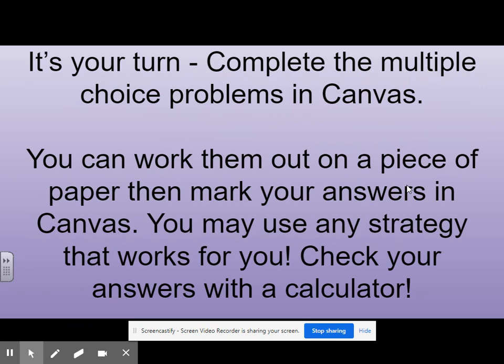Okay, now it's your turn. In Canvas today, you have some more multiple choice problems like you did yesterday. You can work them out on a piece of paper. You can use a bar model. If you can just write the equations, that's fine too. Once you solve them, I want you to mark your answer in Canvas. Use any strategy that you want to solve the equations you write. But again, I encourage you to check your answers with your calculator before you put your answers into Canvas.